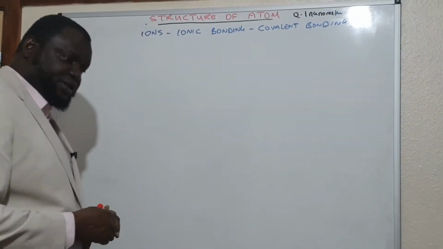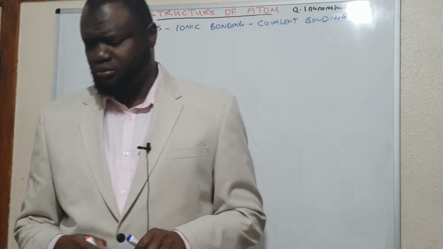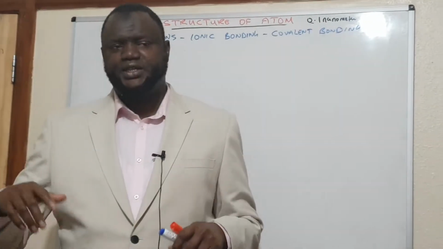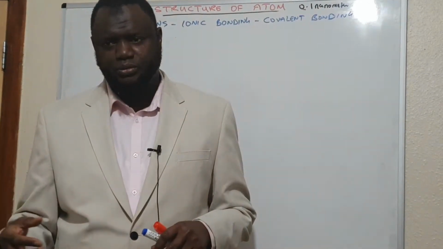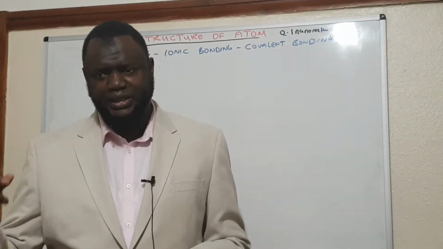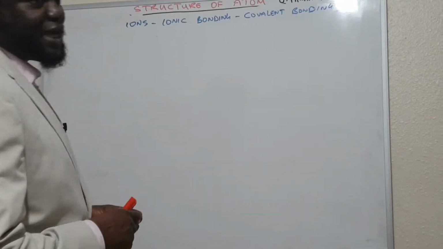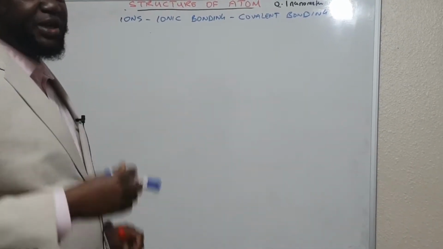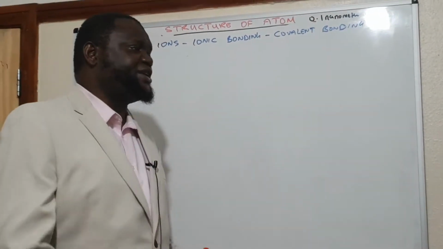Ions. We said an ion is, what's an ion? An atom with a charge, positive or negative. If it is positive, it is called an anion, and if it's negative, it's called a cation. So people don't use those terms frequently now, only positive and negative charged ion. So an ion is a positive or negative charged atom.